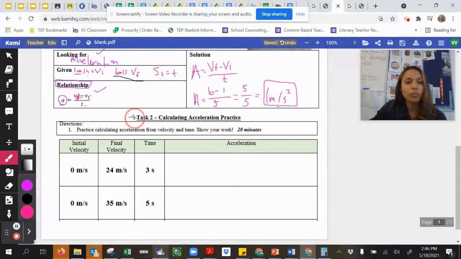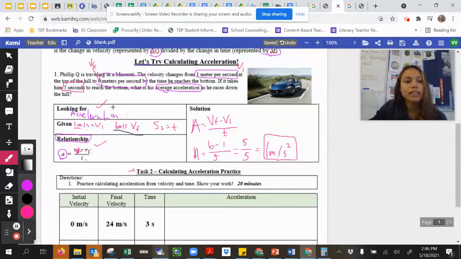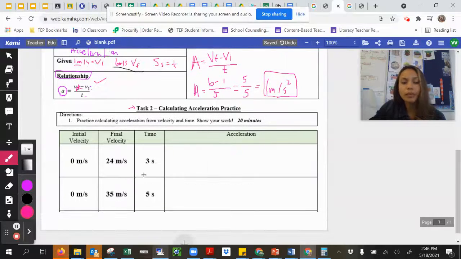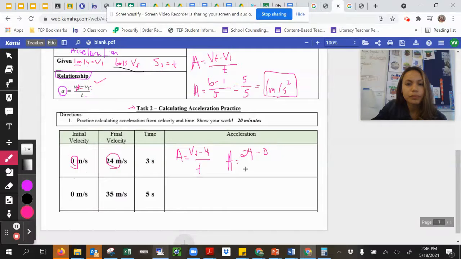I'm going to demo how to do one thing in task 2. This is more difficult than task 1 because it's a word question. So this one's super easy. We're solving for acceleration, so all you have to do is write down that formula, final velocity minus initial velocity over time. So let's plug it in. Acceleration equals final, which is 24, minus initial, which is 0, over time, which is 3.